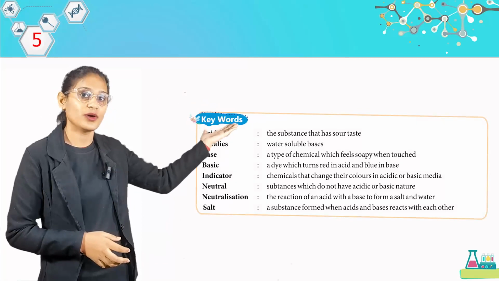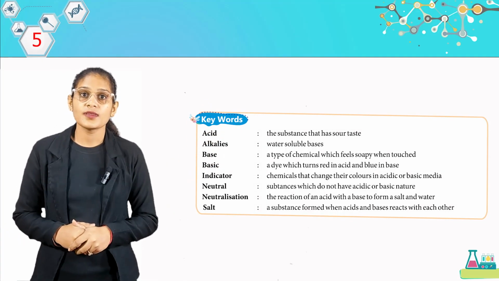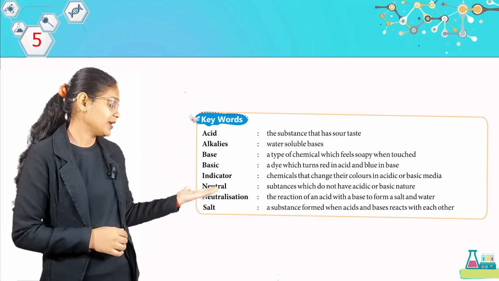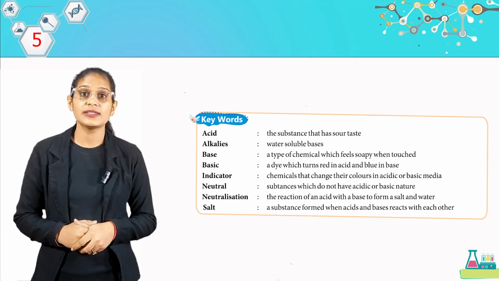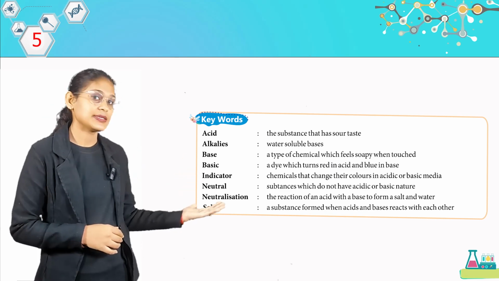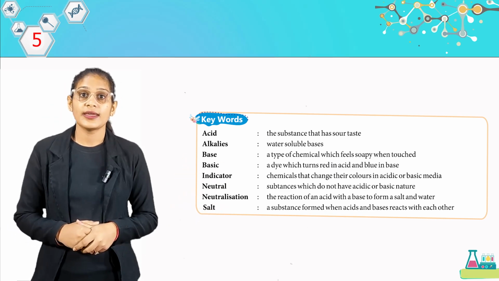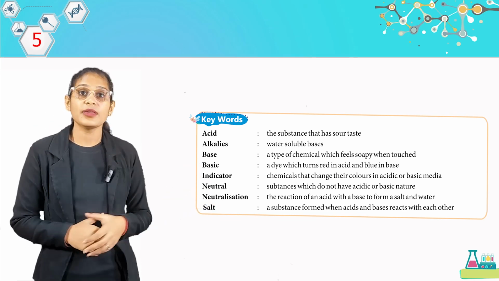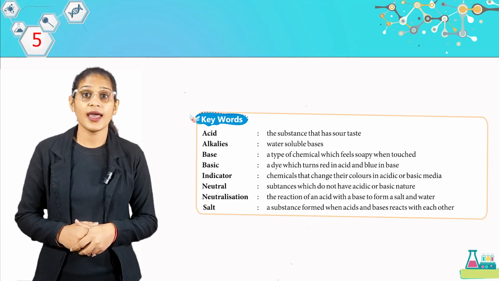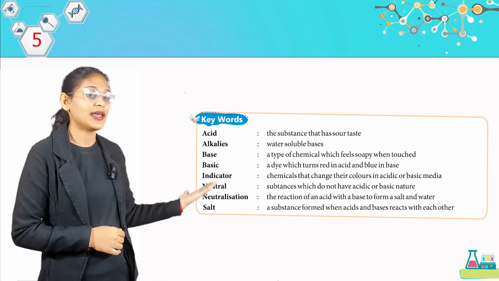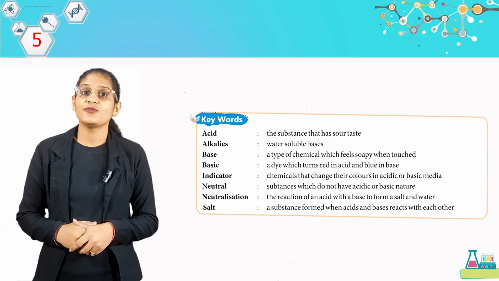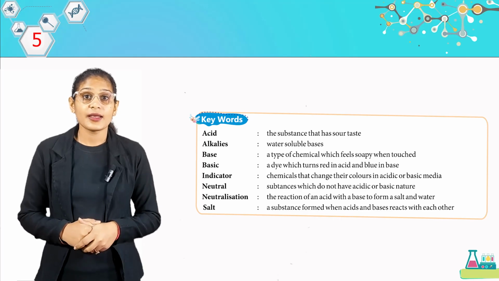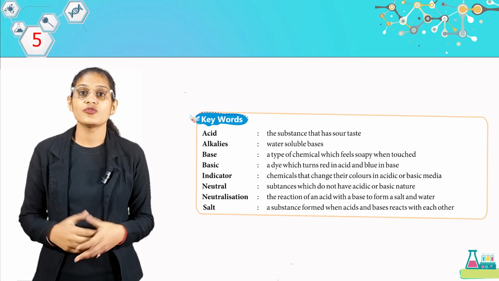Here we have some keywords. Acid, the substance that has sour taste. Alkalis, water-soluble bases. Base, a type of chemical which feels soapy when touched. Litmus, a dye which turns red in acid and blue in base. Indicator, chemical that changes its color in acidic or basic media. Neutralization, the reaction of an acid with a base to form a salt and water. Then we have salt, a substance formed when acids and bases react with each other.